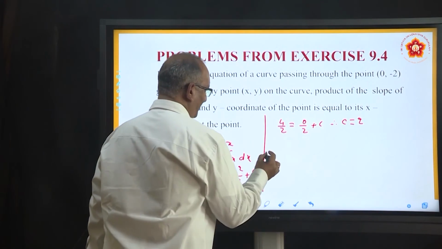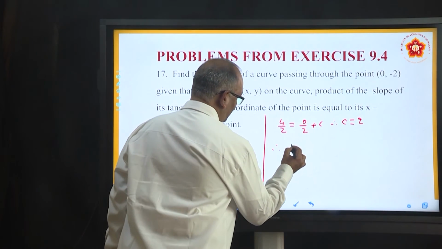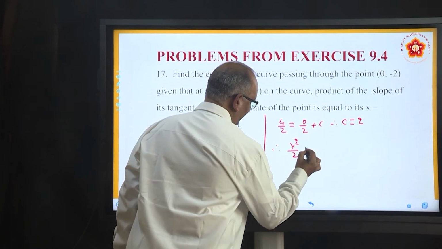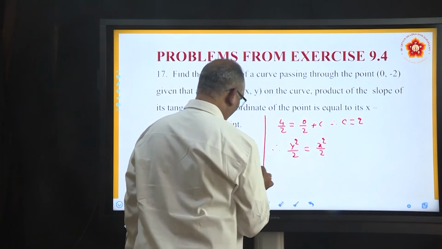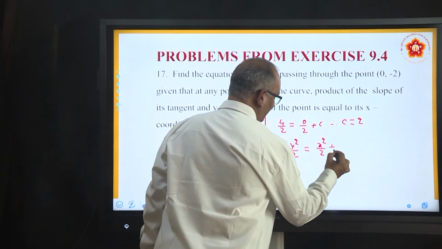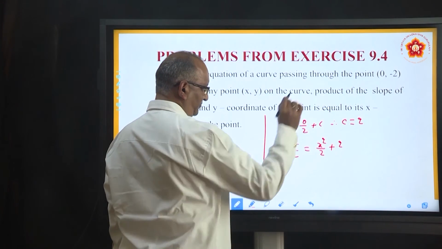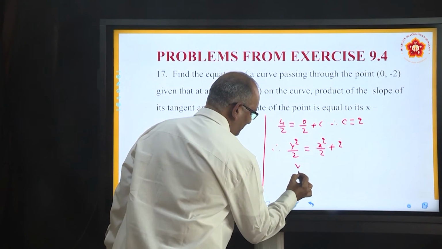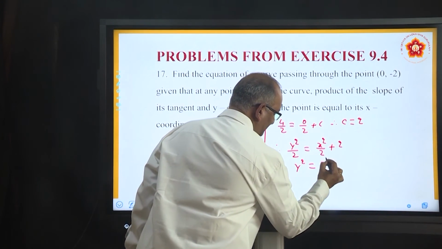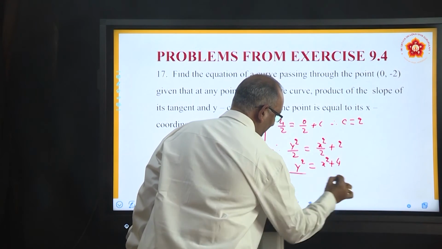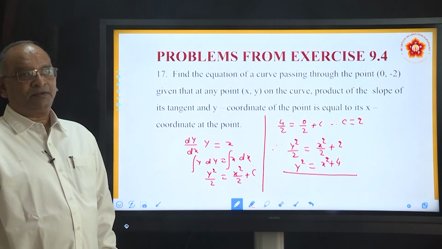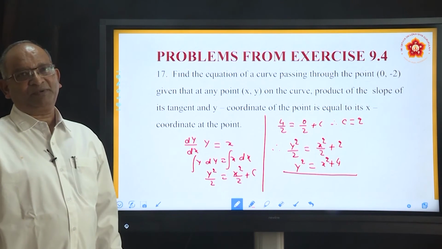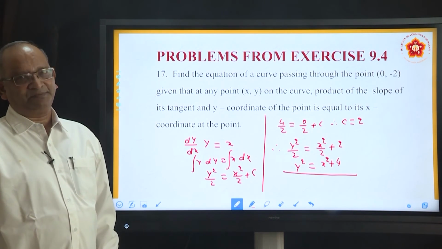So substitute back. Hence y square by 2 equal to x square by 2 plus c, what is the value of c? It is 2. Multiply whole thing with 2, you get y square equal to x square plus 4. This is the answer. Even though the problem was appearing to be too big, it is so very simple.